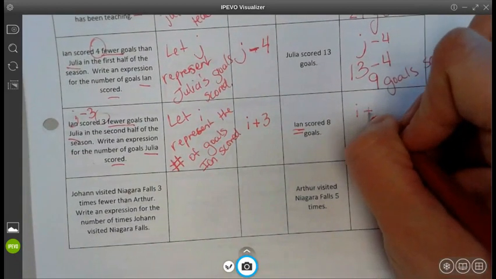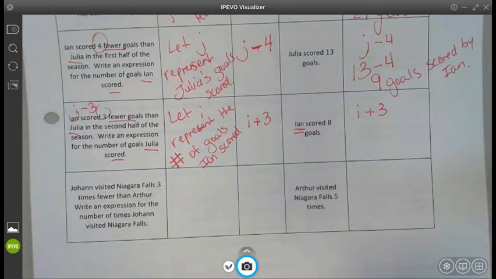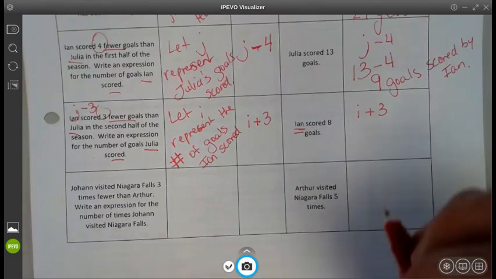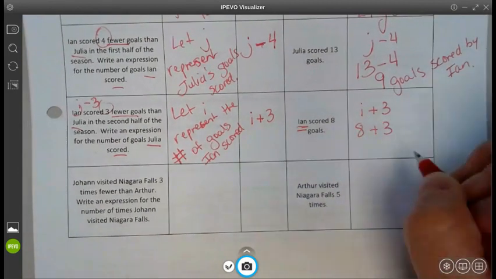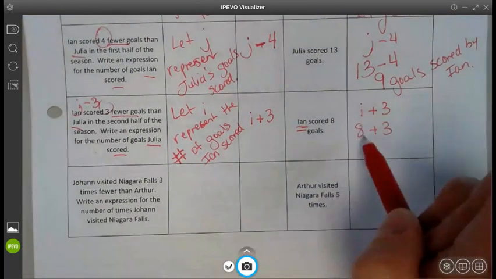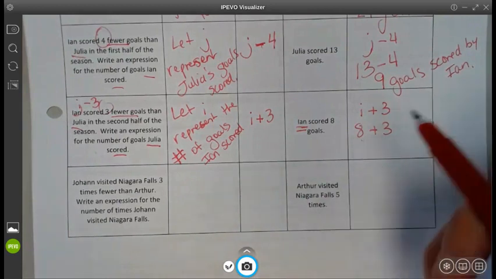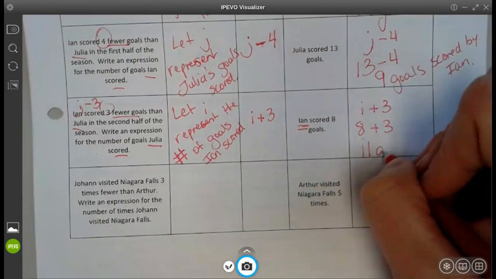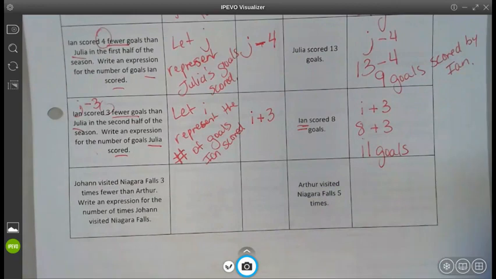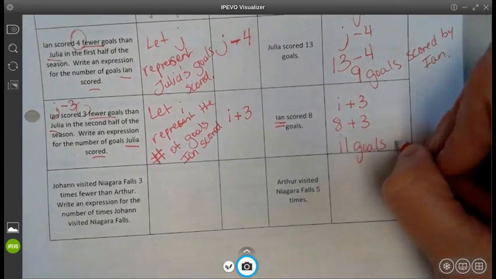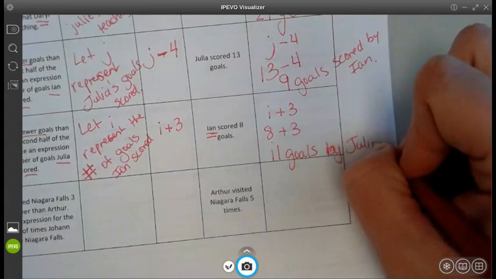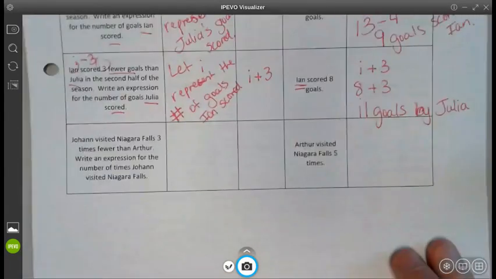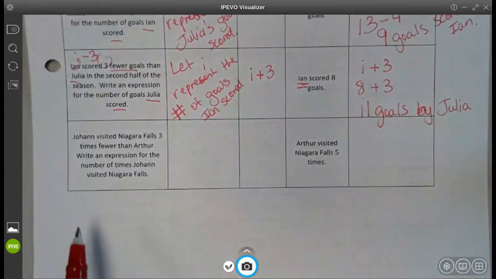So if we have our expression, Ian's goals plus 3 more to get Julia's, then if they're telling us that Ian scored 8 goals, sorry, that means Julia scored 11 goals. That's 11 goals by Julia in the second part of the season. All right.